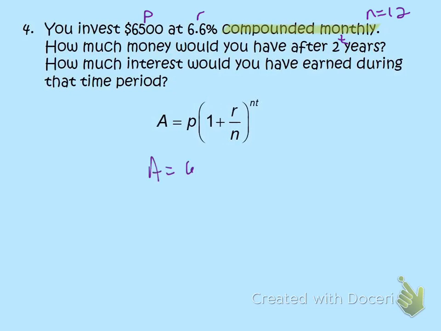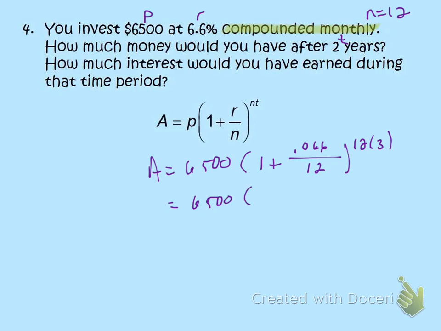So, $6,500 times 1 plus, remember to put this in as a decimal, so you got to move the decimal place over 2 spots to the left to get 0.066, and we're compounding 12 times per year. So we've got 12 times 2 in this exponent as well. Okay? And so work this out.